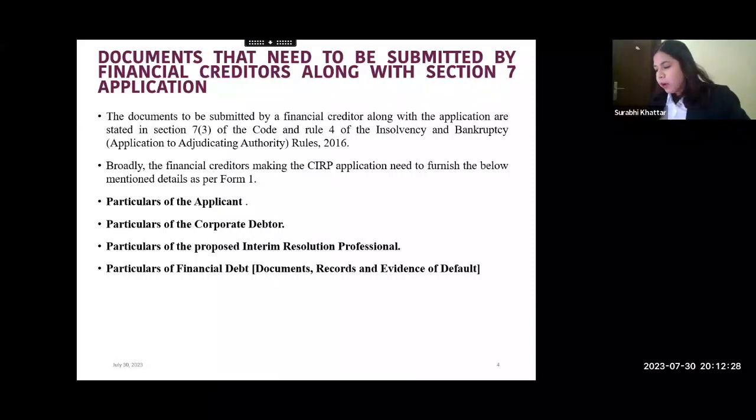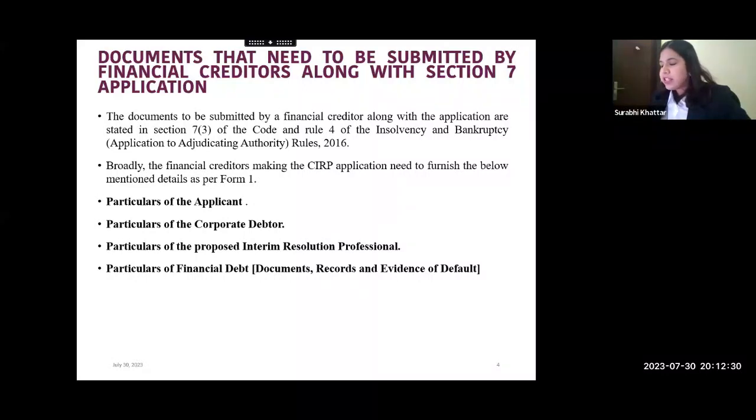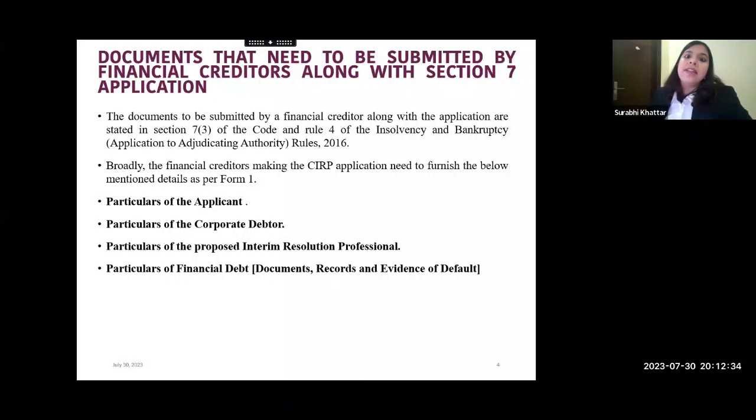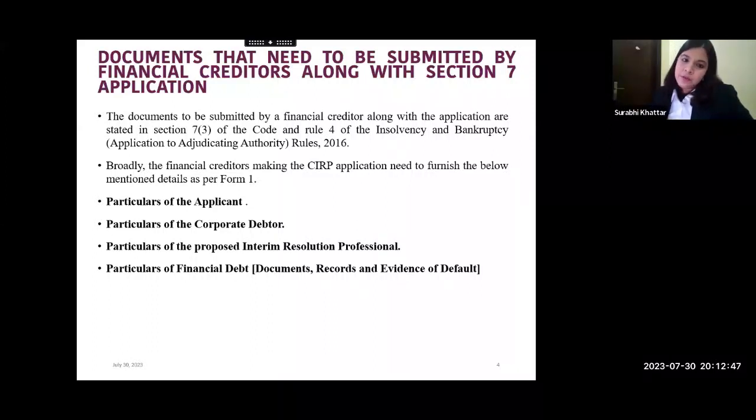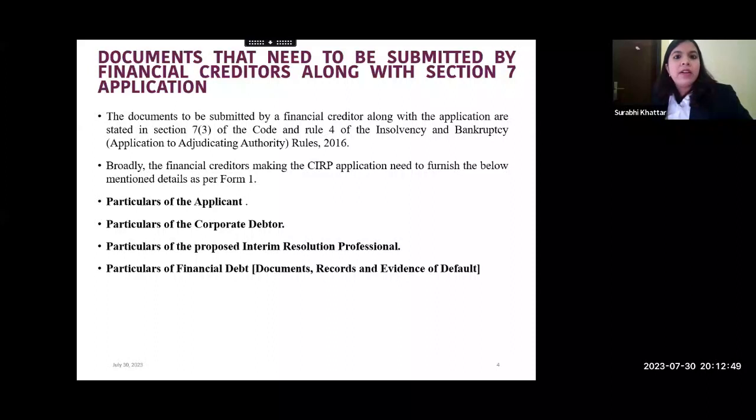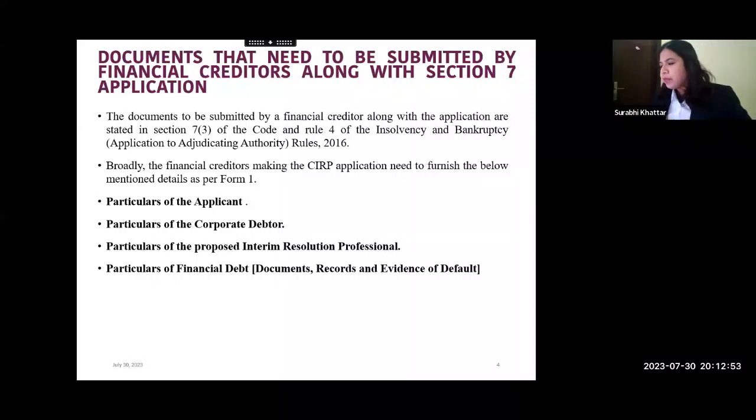It is important that the application under Section 7 is complete in all respects, because if the application is not complete, then it is not going to be admitted by NCLT. However, it will not be directly rejected. NCLT will give an opportunity to provide the missing details. And if within the specified time period, documents are not provided, then NCLT has the right to reject the application.